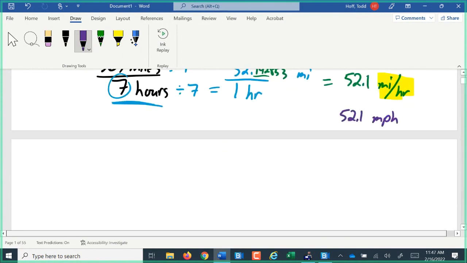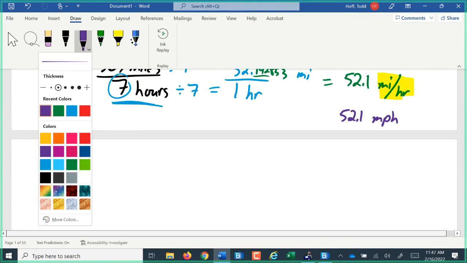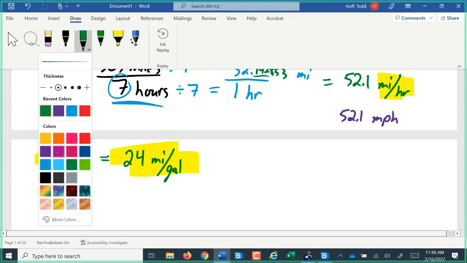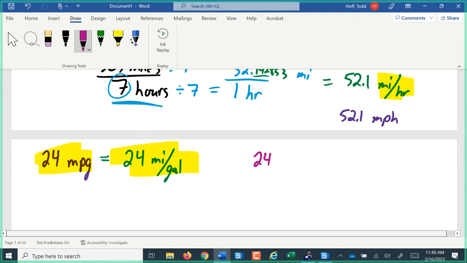Let's say that on that same trip, we got 24 mpg. We all know that mpg stands for miles per gallon. So that 24 mpg really means 24 miles per gallon, like that. If we see rates in either of those forms, both of those are abbreviations, by the way. If we see rates in either of those forms, what we really need to be thinking is 24 miles over 1 gallon. Because that's the form we're going to need it in to do any calculation.